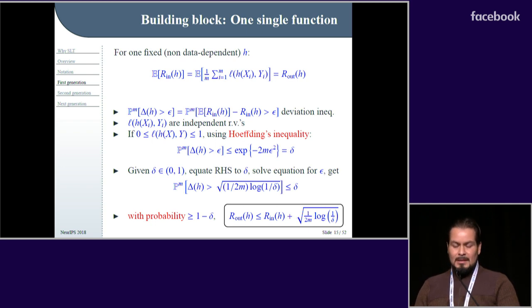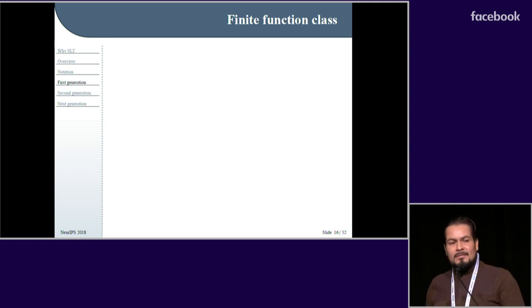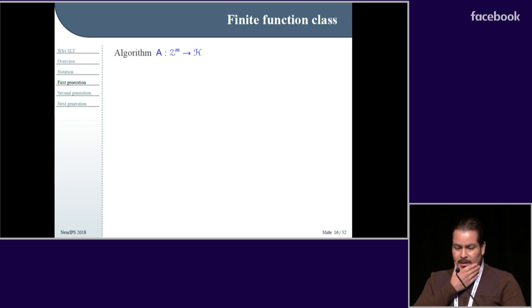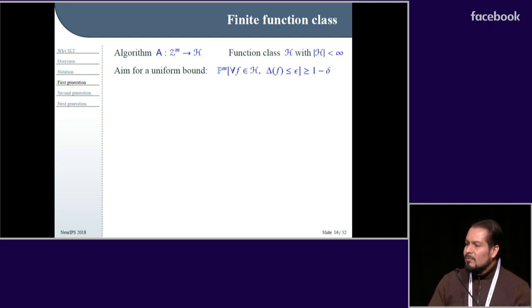So scaling up a little bit, another kind of simple scenario: if you have a finite hypothesis class, a finite set of functions from which to choose, then let's say that we aim for a uniform kind of bound. If I use any function from this class, how bad can the generalization gap be? That means bounding the probability that for all functions in the class, the generalization gap is small.